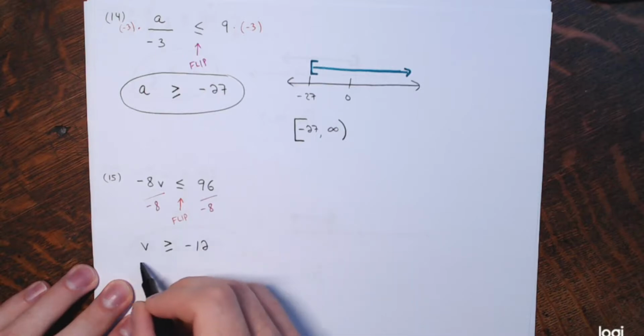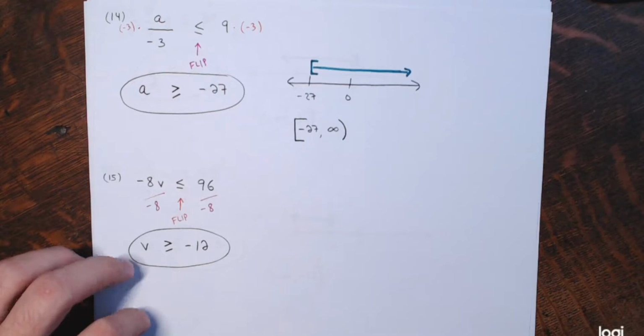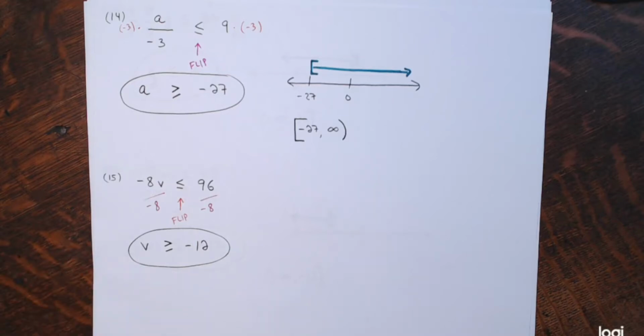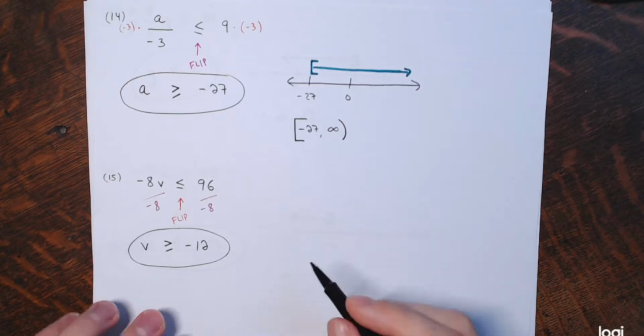And there you go. The variable's alone on one side. Again, I prefer it on the left myself because it makes drawing the graphs easier. And then a number line.